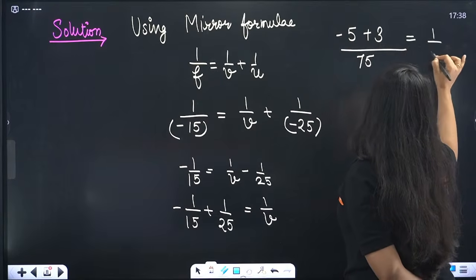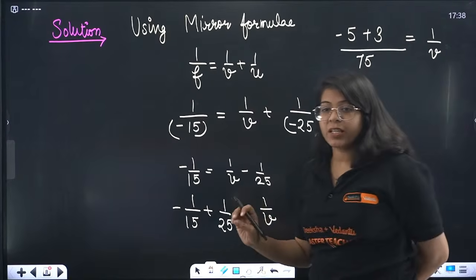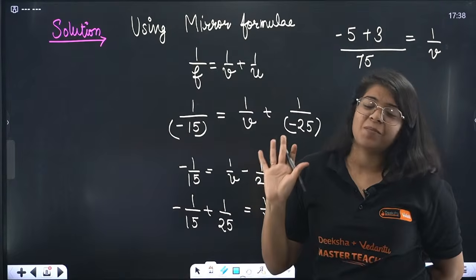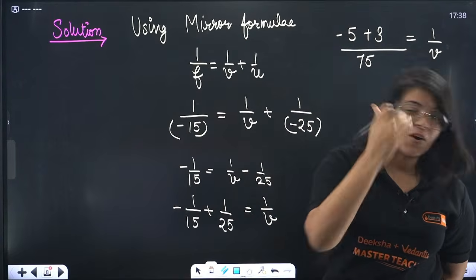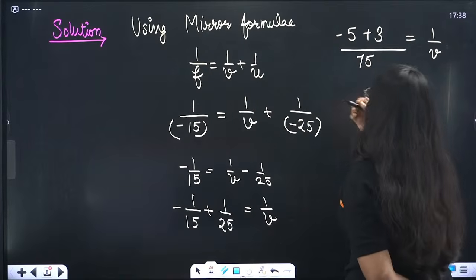Okay, so this is simply 1 by V. Bhai Saab, you are 23 years old and you are in 10th class. Don't tell me you are in 10th class. Just tell me you are in the live sessions. Okay, that's better. What the hell is happening?